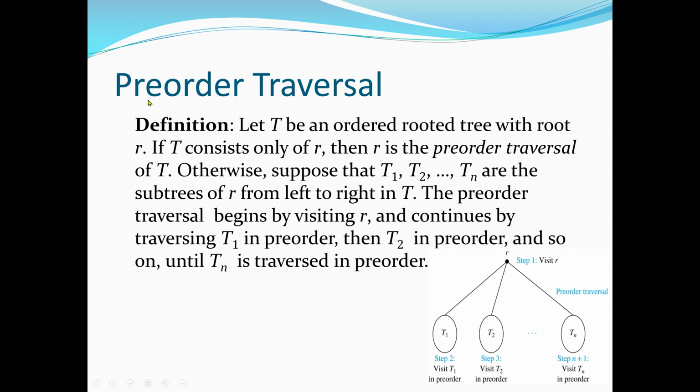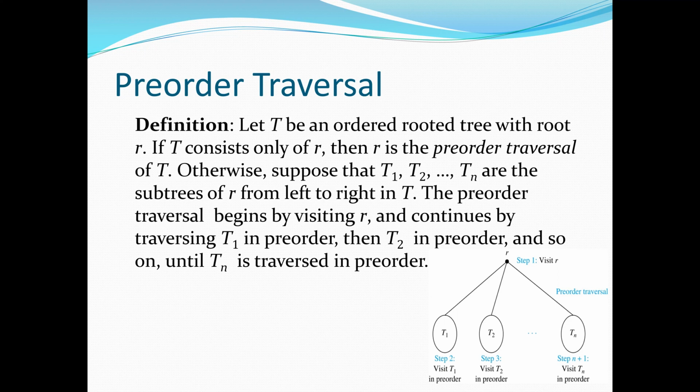First, let's go through the pre-order traversal. I will start with how the name came about. Pre-order traversal means we visit the root first. That's why we say pre-order. When we visit the root first, the next will be the left subtree, then the right subtree. For post-order, that's why it's called post, we visit the root last. So we go to the left tree, then the right, then the root.